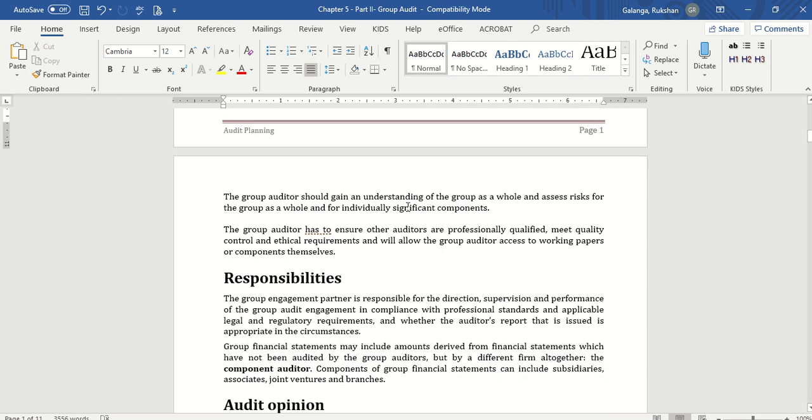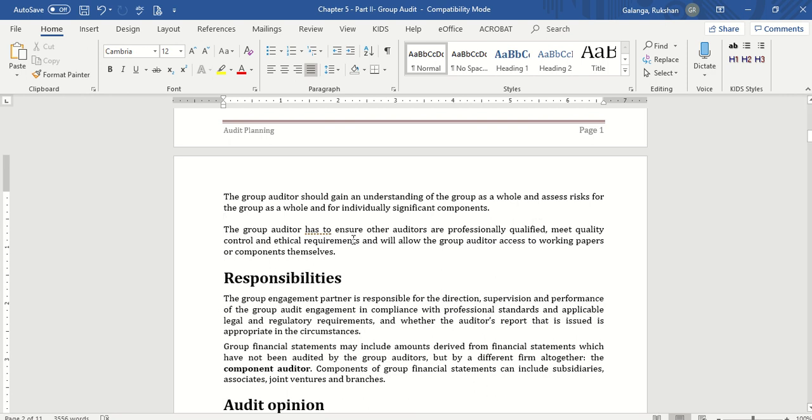The group auditor should gain an understanding of the group as a whole and assess risk for the group as a whole and for individual significant components. I think in previous sections we discussed risk assessment. The group auditor's responsibility is to oversee the entire group, and he should consider the total group when doing the risk assessment. He wants to look at it thinking, I'm not going to do only the company audit, I'm going to do the group audit also. In that case, what are the things I need to consider as the group auditor? It basically comes under risk assessment.